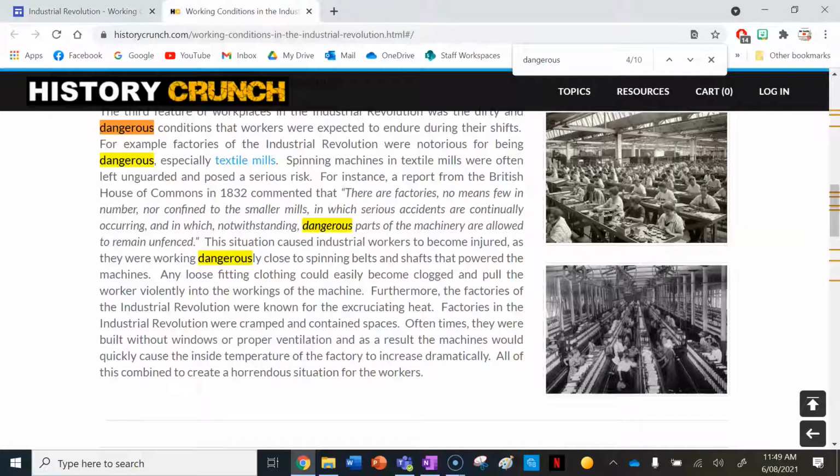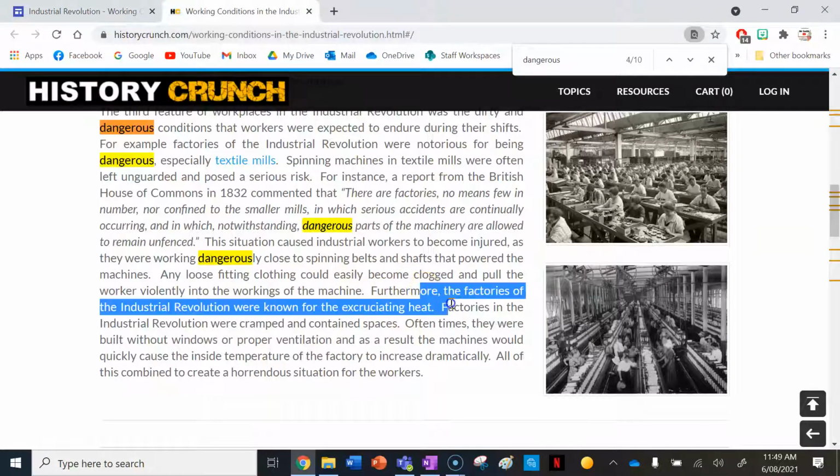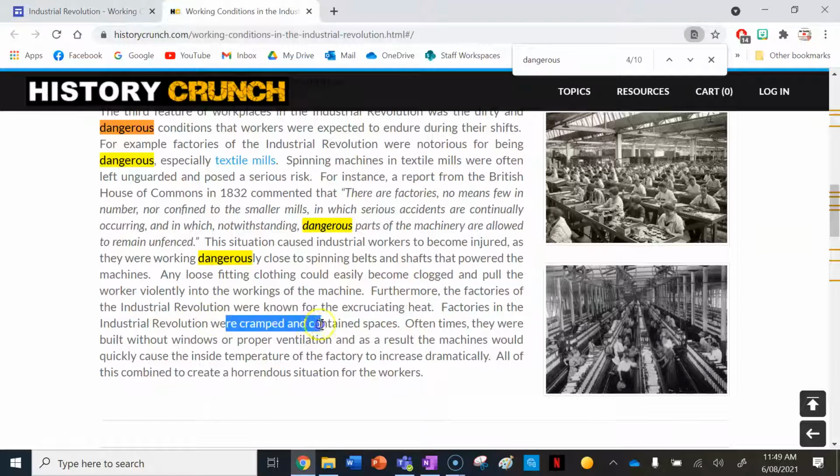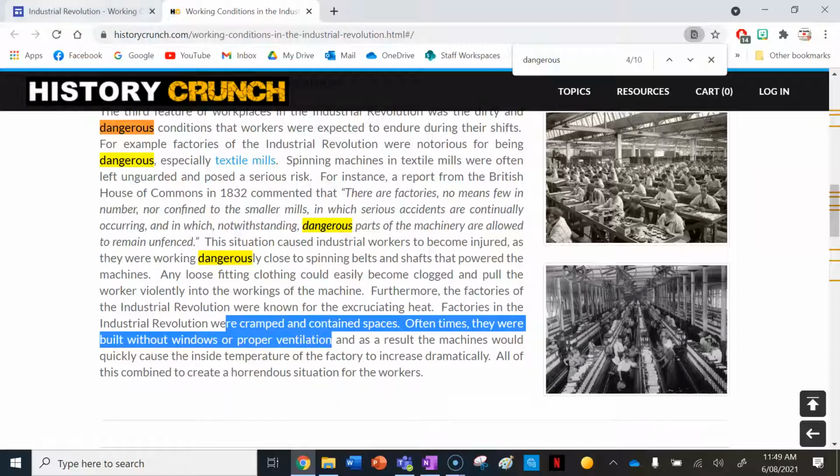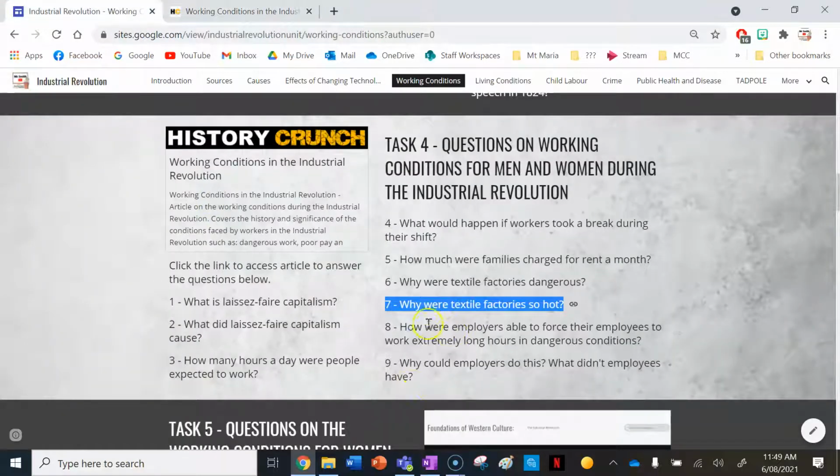Why were factories so hot? Again, factories and industries were cramped and contained spaces, so that's one of the reasons why they were hot. And often they were built without windows or proper ventilation. So that is your answer for number 7.